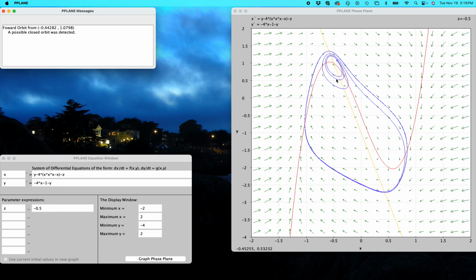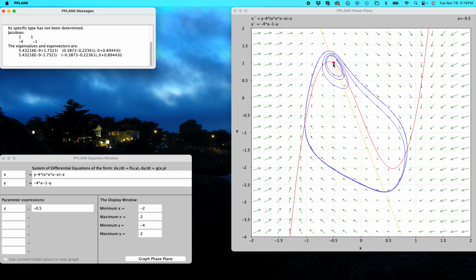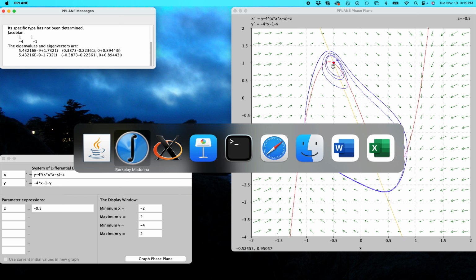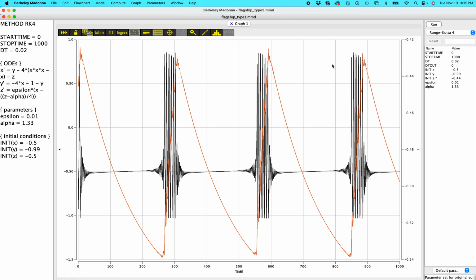Went to the oscillation. And I'll ask it for the stability of that equilibrium point. It's uncomfortable calling this a stable equilibrium point. It's calling it an unstable equilibrium point. This is saying it's an unstable equilibrium point. If I go back to my Berkeley Madonna, you know what? It looks like there may not be a stable equilibrium point at negative 0.5.